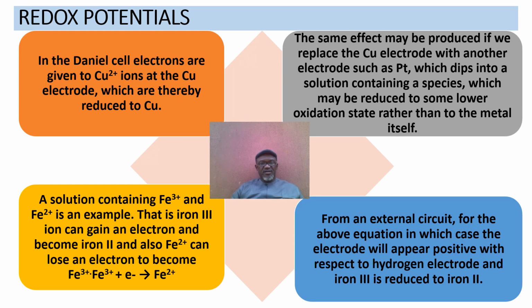Redox potential. In the Daniell cell, electrons are given to copper ions at the copper electrode, which are thereby reduced to copper. The same effect may be produced if we replace the copper electrode with another electrode. Now, from an external circuit, the same thing we have said before, we're just trying to lay emphasis. So assuming we have replaced the copper with iron, we see this equation.